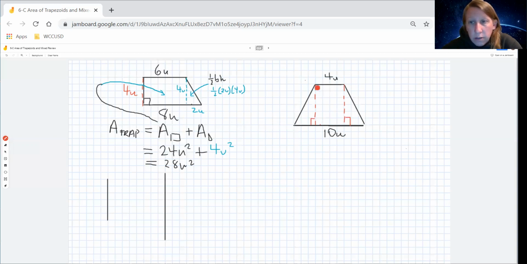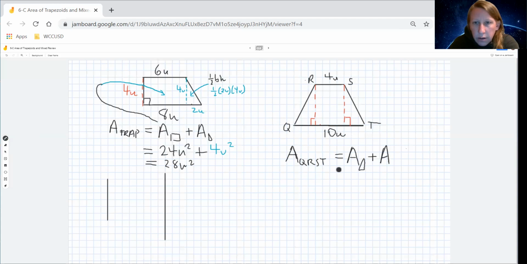I see a rectangle and I see two triangles. So the way I could find the area, let's call this one QRST. If I want to find the area of trapezoid QRST, I can write my own formula. The area of QRST is going to equal the area of that triangle plus the area of the rectangle in the middle plus the area of the triangle on the other side.